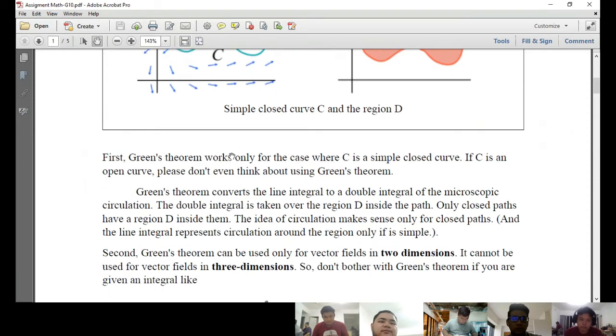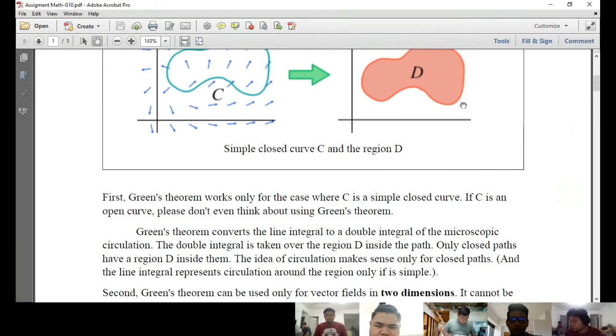Green's theorem converts the line integral to a double integral of the microscopic circulation. The double integral is taken over the region D inside the path. Only closed paths have a region D inside them. The idea of circulation makes sense only for closed paths.